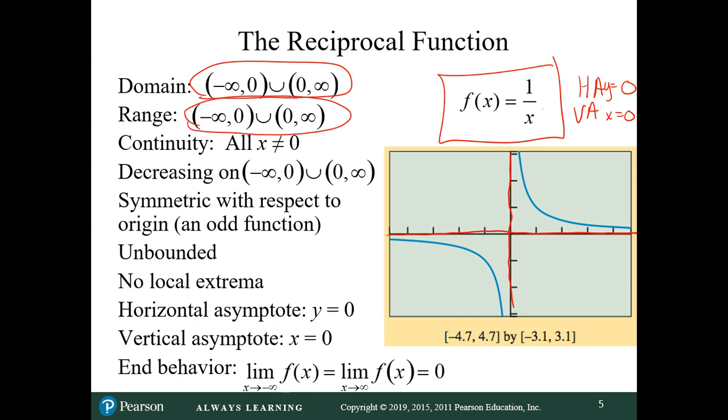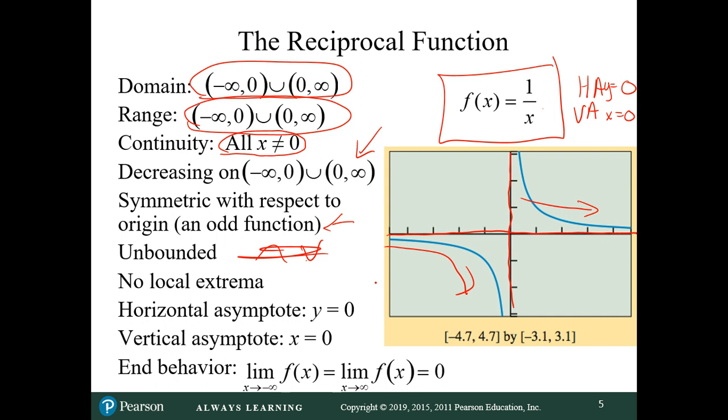Continuity is discontinuous at x equals 0. So it's continuous for all other numbers except for x equals 0. And it's always decreasing as you're going from left to right, okay? As you're going from left to right, we're always going down here. So it's always decreasing, except for at 0 because there's a break there. It's symmetric with the origin, so it's an odd function. If you flip and then flip again, it's an odd function. Unbounded never has a min or a max. Okay, it doesn't turn around like that. No extrema because it goes forever.